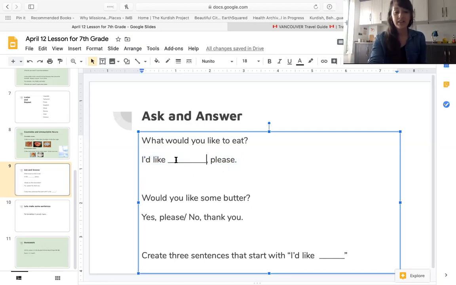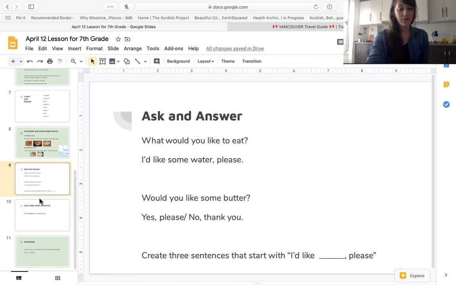For example, I'd like 2 chips. Chips are countable, so we have the number and we add the S. If you want to use something that's uncountable, you say, I'd like some water, please. Create 3 sentences that start, I'd like. Put the name of the food. If it's uncountable, then use the word some. If it's countable, say how many you want, and then use the word please at the end. Send to me with your other homework.